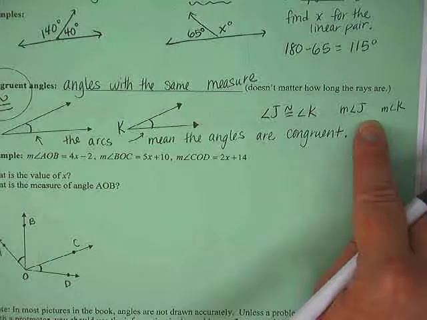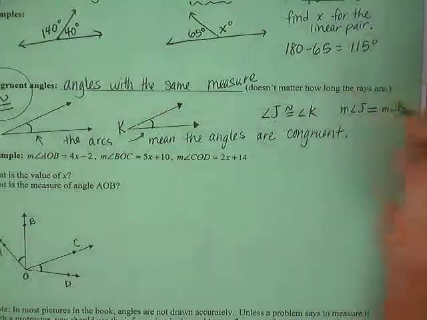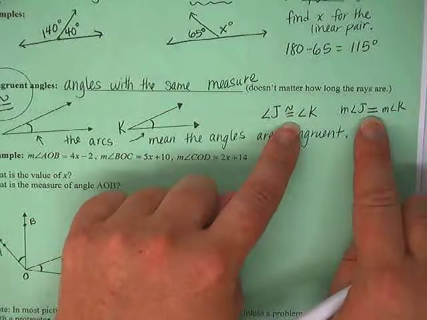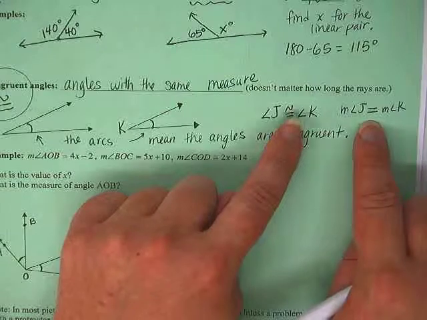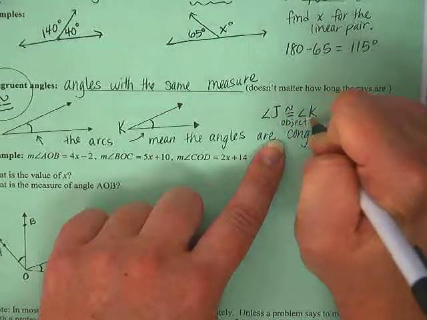Measurement means we're talking about the number. So if we're talking about the measurement of angle J, we would have a number, and the measurement of angle K, we would have a number. Do we use congruent when we're just dealing with numbers? Equals. We just simply use equals.